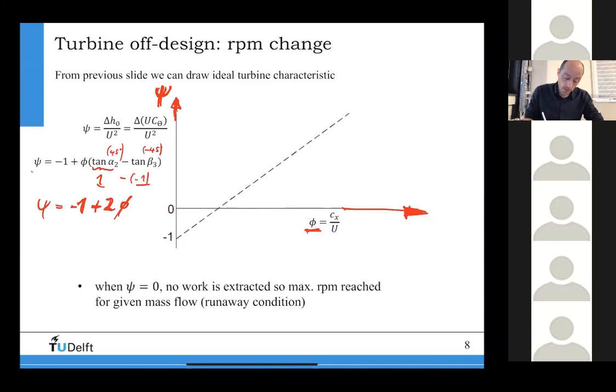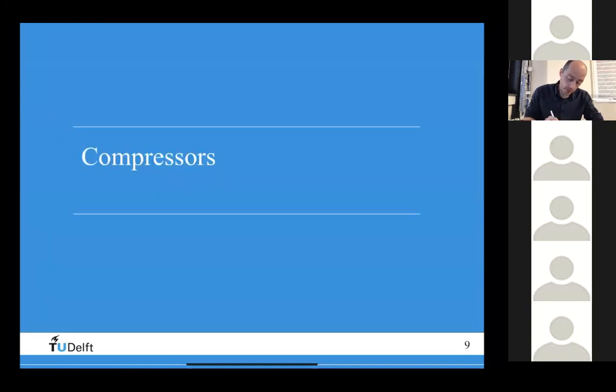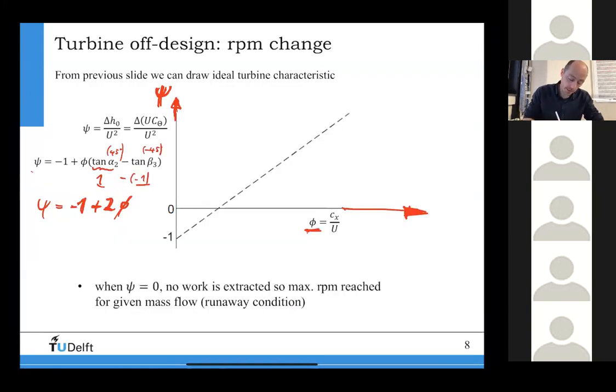Okay. So then this is the line here. And of course, I can just say that if phi equals 0, then I will start at minus 1 here. But then if my flow coefficient increases, I will at some point reach this point here, which we called the runaway condition, right? Where the power is equal to 0 or the loading factor is equal to 0 for a turbine.